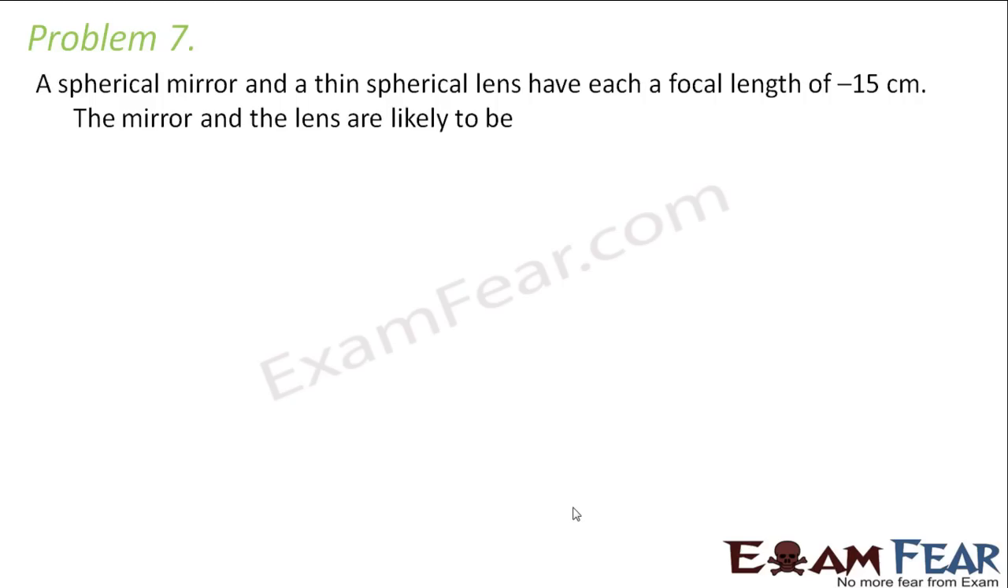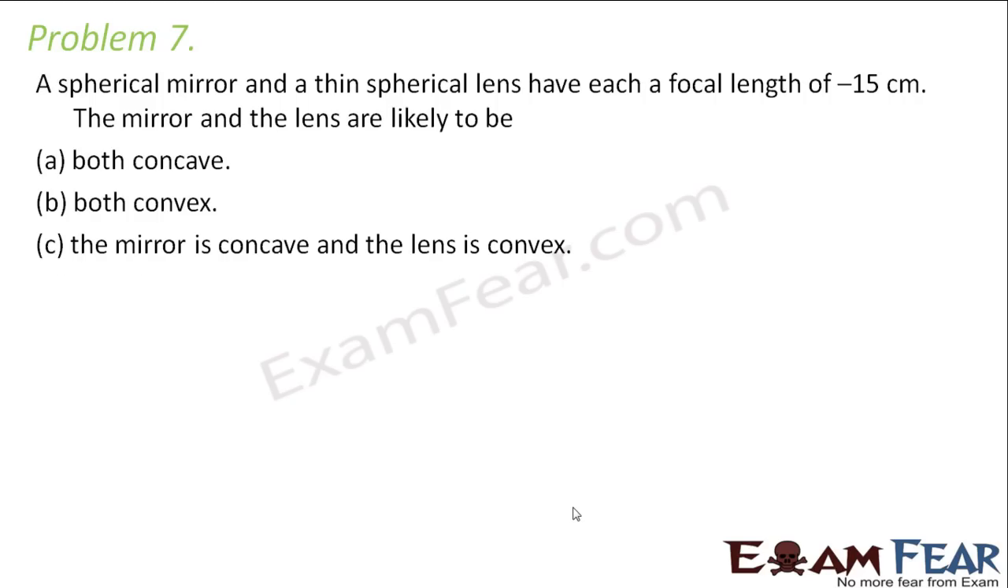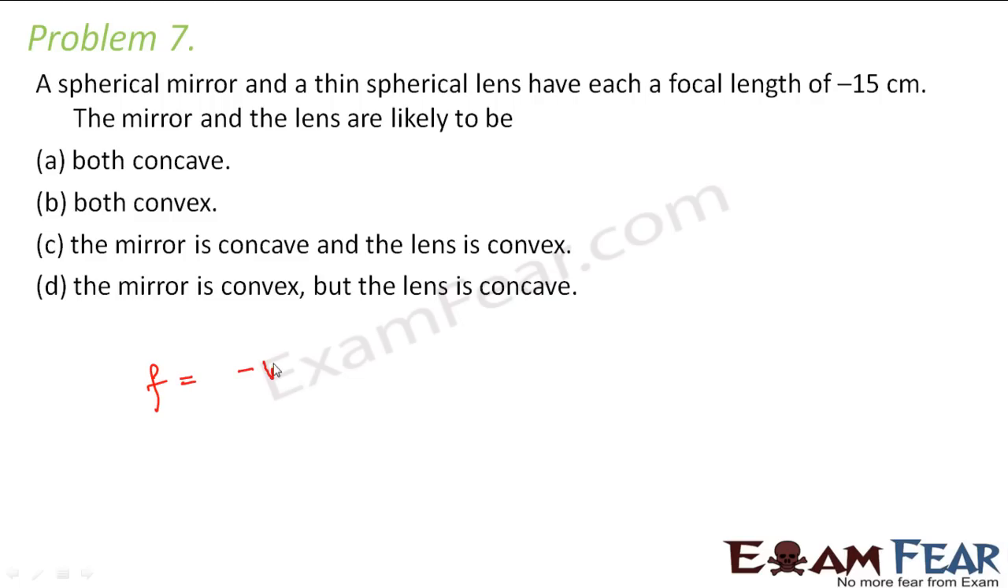Let us look at the next problem. A spherical mirror and a thin spherical lens have each a focal length of minus 15 centimeters. The mirror and the lens are likely to be... So when I talk about a spherical mirror, here the focal length is given as negative. So if focal length is negative, what kind of lens does it have to be? It should be a concave lens, because focal length is negative for a concave lens.